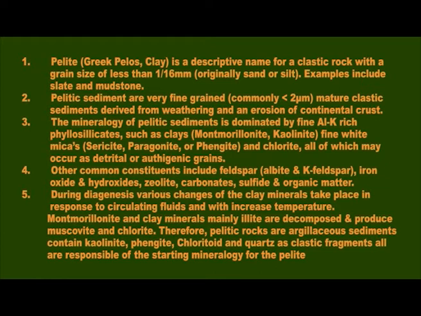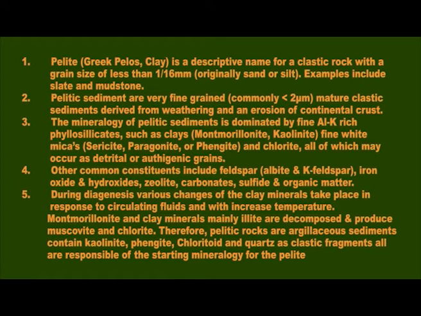Third, the mineralogy of pelitic sediments is dominated by fine alumina- and potash-rich phyllosilicates such as clay, montmorillonite, kaolinite, fine white micas, sericite, paragonite or phengite, and chlorite, all of which may occur as detrital or authigenic grains. Fourth, other common constituents include feldspar, albite and potash feldspar, iron oxides and hydroxides, zeolite, carbonates, sulfides, and organic matter.